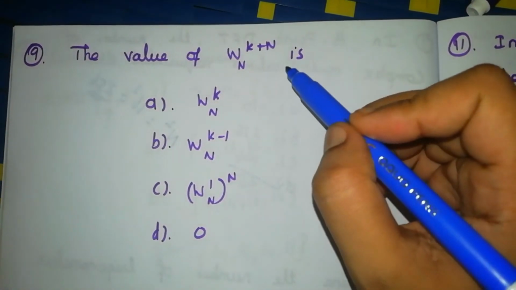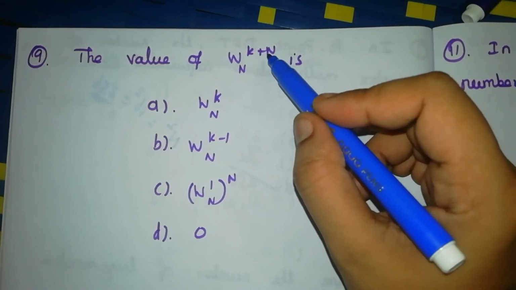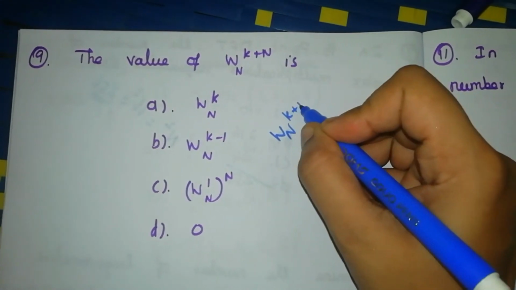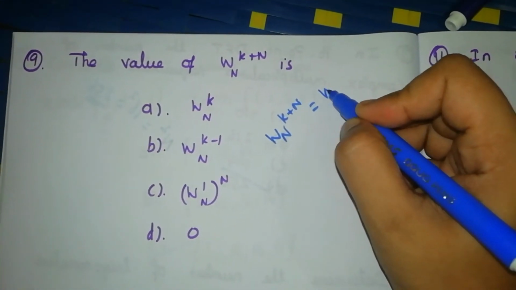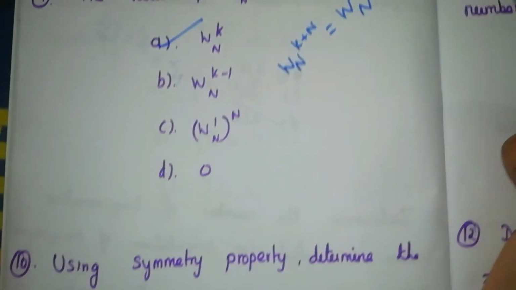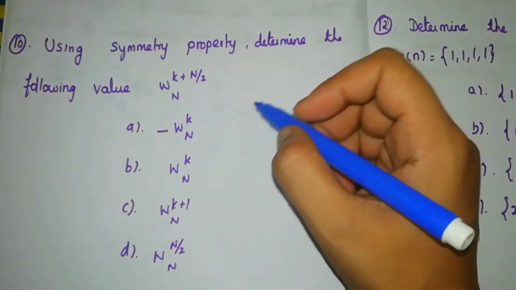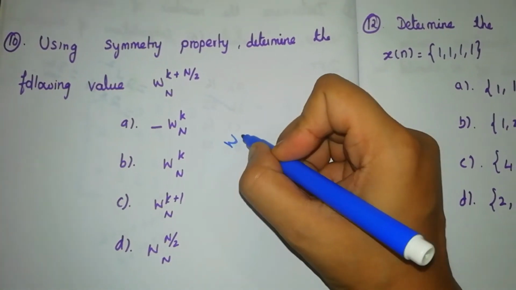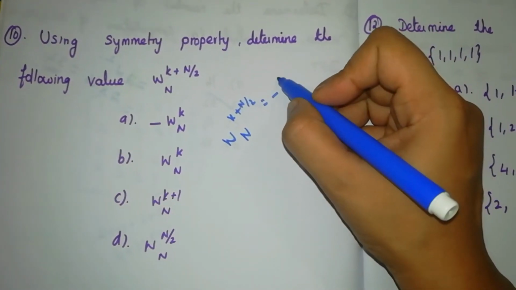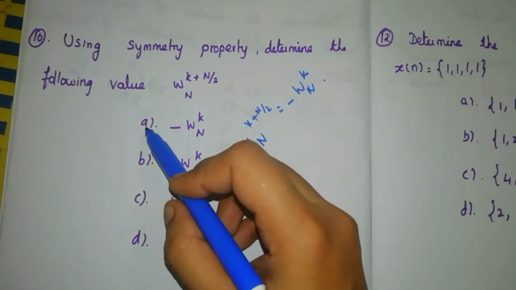Next question, the value of W_N to the power k plus N is, and here this is the periodicity property of the twiddle factor, and we know that W_N to the power k plus N is equal to W_N to the power k. So here the answer is A. Next question, using the symmetry property determine the following value. So the symmetry property, we know that W_N to the power k plus N by 2 is equal to minus W_N to the power k. So here the answer is A.